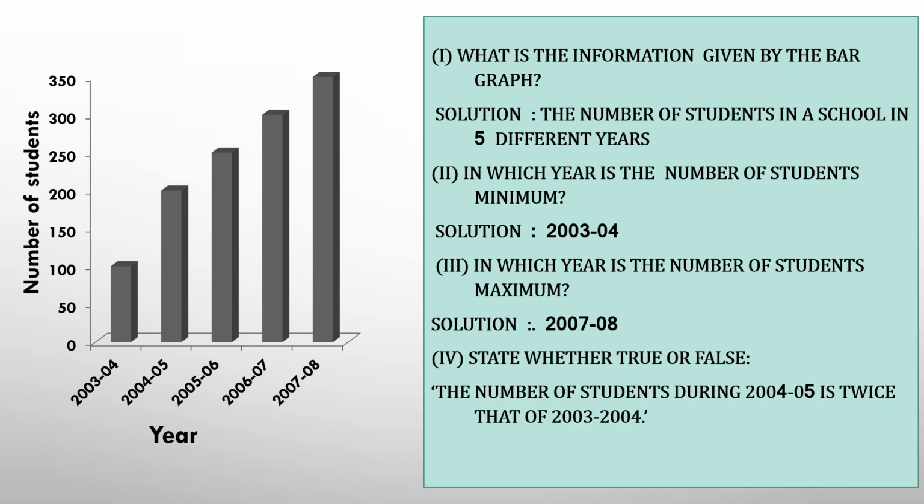State whether true or false. The number of students during 2004-05 is twice that of 2003-04. See, now look at the graph. Number of students in 2003-04 is 100 and 2004-05 is 200. So, the answer is correct.